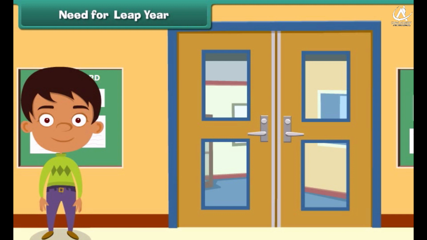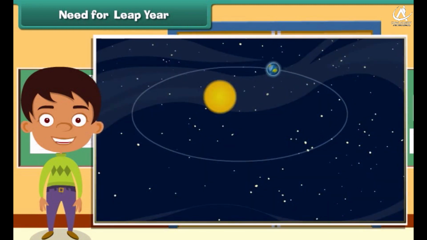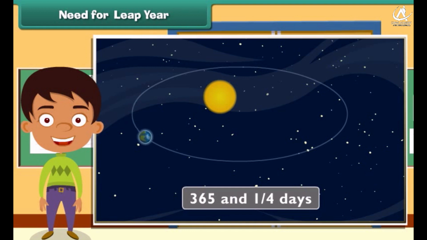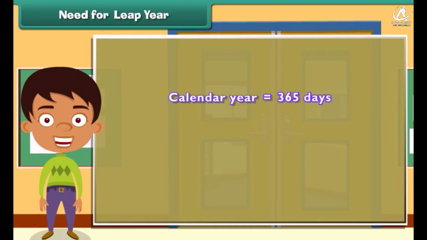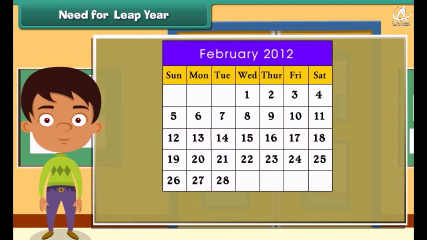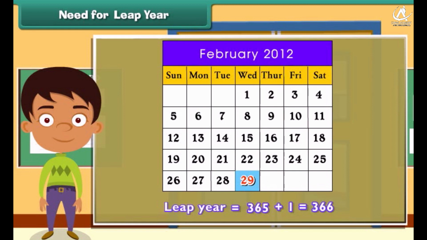Need for leap year. Earth completes one revolution around the Sun in 365 and 1 upon 4 days. But our calendar year has only 365 days. So, 1 upon 4 of a day gets left out every year. In 4 years, the left out 1 upon 4 add up to 1. Hence, every 4 years an extra day is provided in the month of February. Such a year is known as the leap year. February has 29 days in the leap year and the year itself has 366 days.